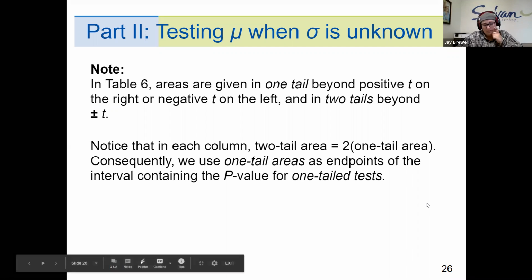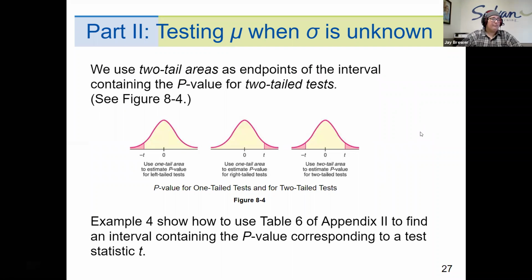All right, you will understand that a little bit more when we go through an example, and definitely when you're working through your homework. I would highly recommend writing these down again. The more often you write it down, the more likely it is you will be able to memorize it. Example 4 shows how to use Table 6 of Appendix 2 to find the interval containing the p-value corresponding to a test statistic t.